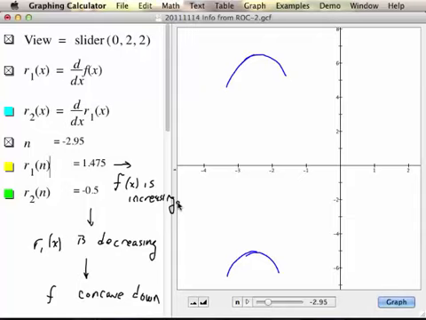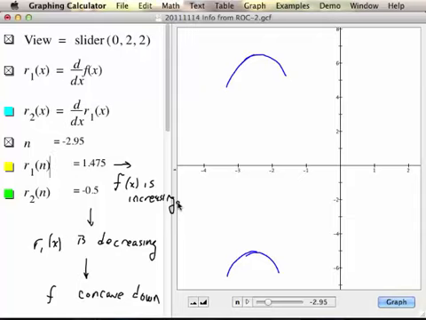Okay? If a rate of change is positive, if a derivative is positive, then that function is increasing. That means that R1 is positive, f of x is increasing. If R2 is negative, that means the function R1 is decreasing. And then consequently f would be concave down. So what do we have? We have f is increasing concave down at -3.